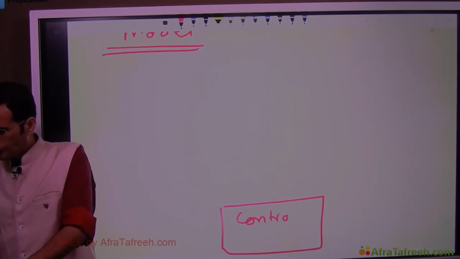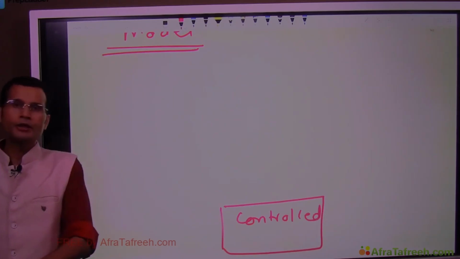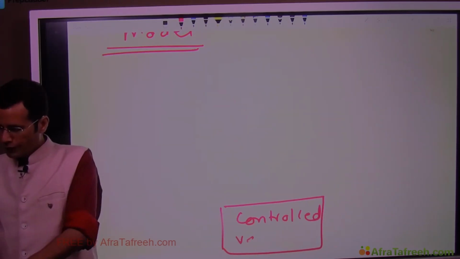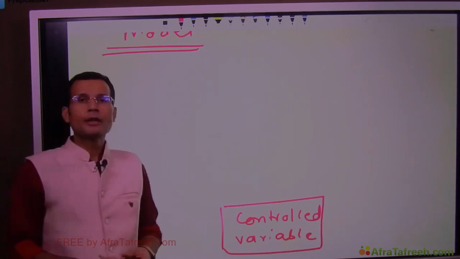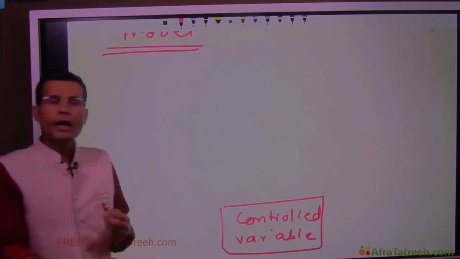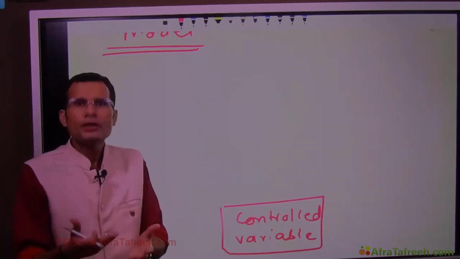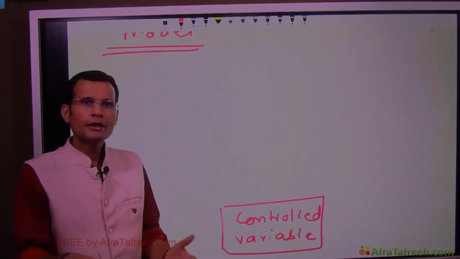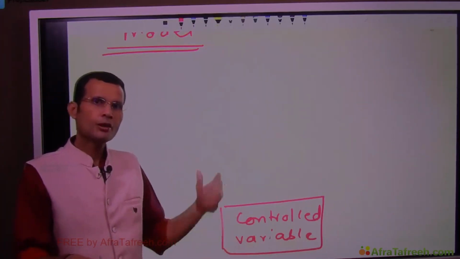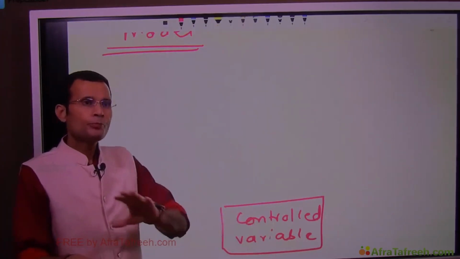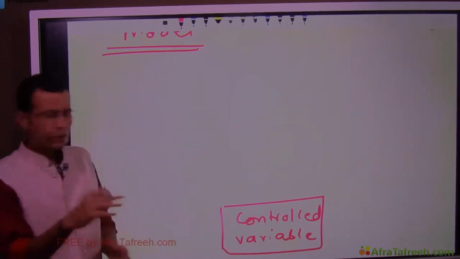In the milieu interior, there are controlled variables. Each parameter in the milieu is called a controlled variable. pH is a control variable, osmolarity is another control variable, temperature is another control variable. So these parameters are called control variables.